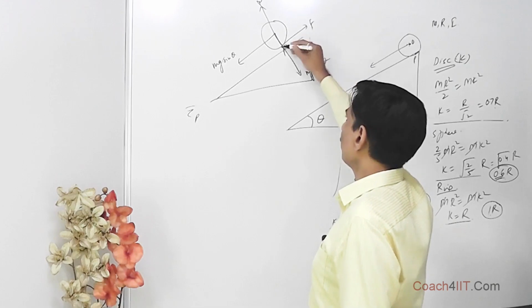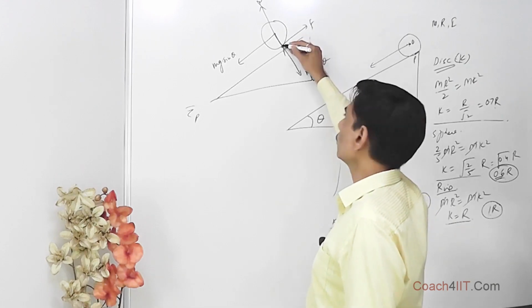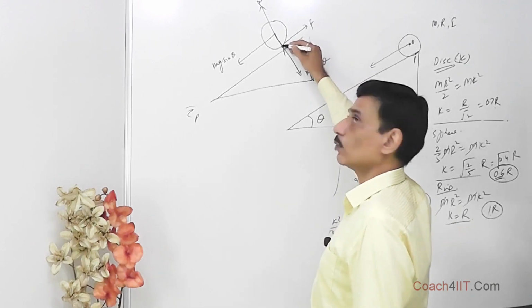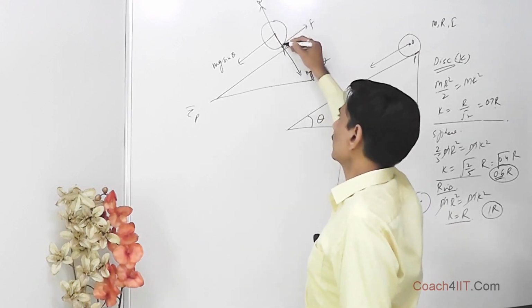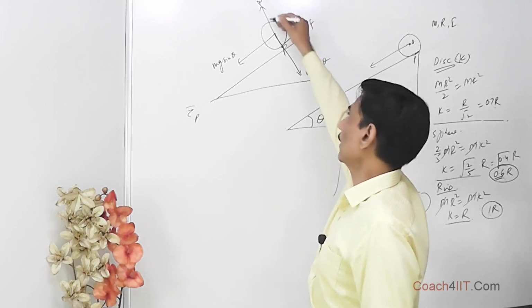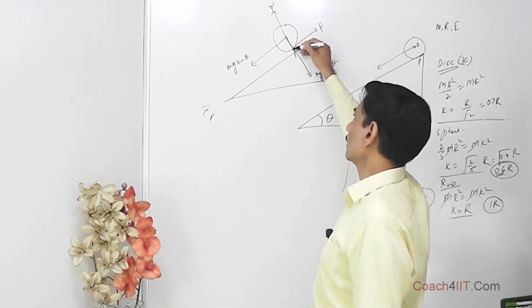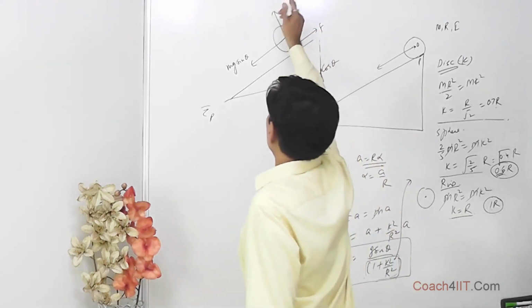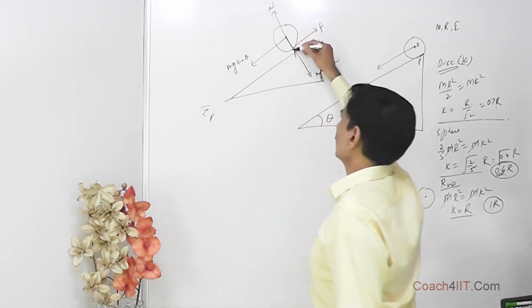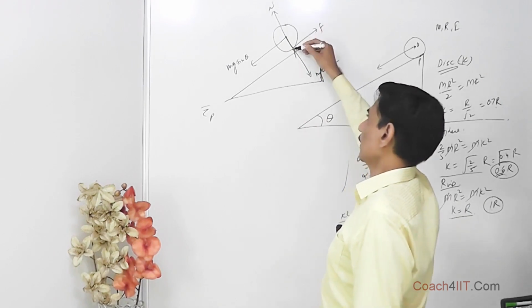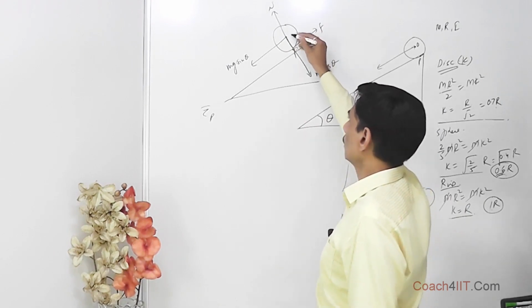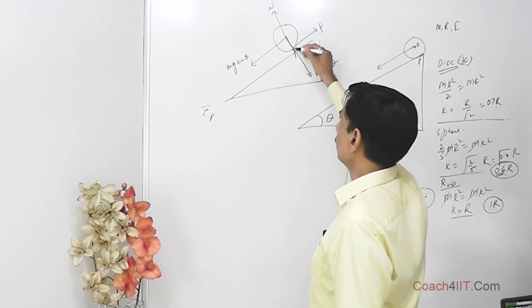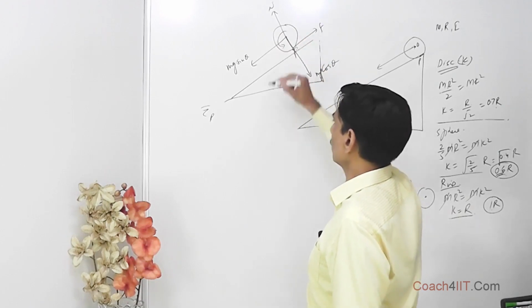Similarly, the torque of F about this point P is also equal to 0, because the line of force is passing through this point, the axis, only. Similarly, the normal reaction torque about this is also equal to 0, because that line is also passing through this point only. The distance between the line of force and the axis is 0. So the only torque is because of mg sin theta about point P, and that's why it rotates like this.